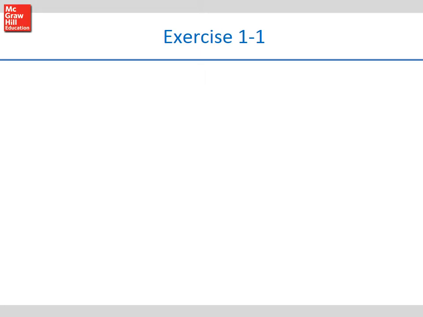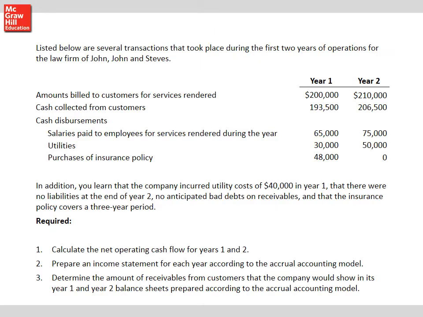Calculate the net operating cash flow for years 1 and 2. Prepare an income statement for each year similar to illustrations 1 to 4. And then determine the amount of receivables from clients that the firm would show in its year 1 and year 2 balance sheets prepared according to the accrual accounting method. So we're diving right in. Let's see where we ended up.